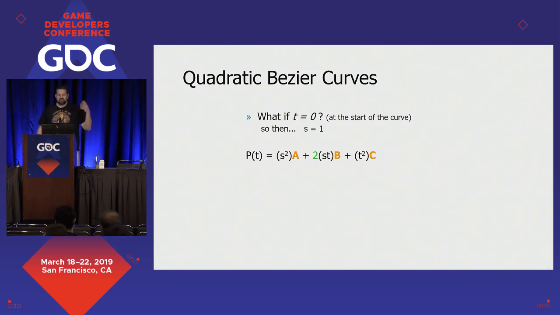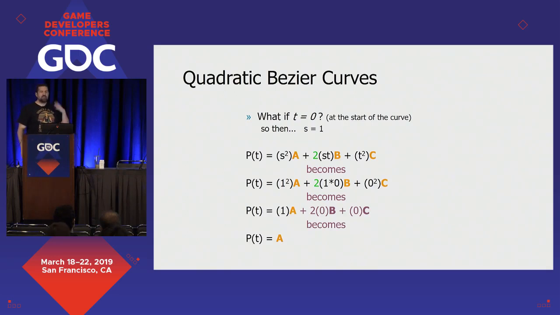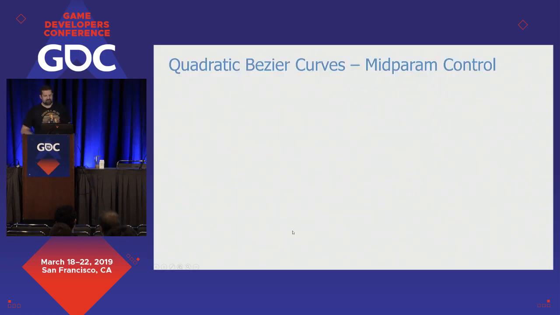All right, so just to try this out, if t is 0, we plug it in, and sure enough, everything but A disappears. Meaning, at the beginning of the curve, it doesn't matter where the curve goes, you're always starting at A. And the math says so, right? And likewise, if I plug in t equals 1, then all those s's become 0, and they vanish away the A's and the B's, and it's just C.